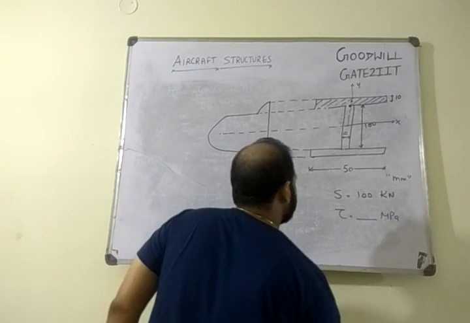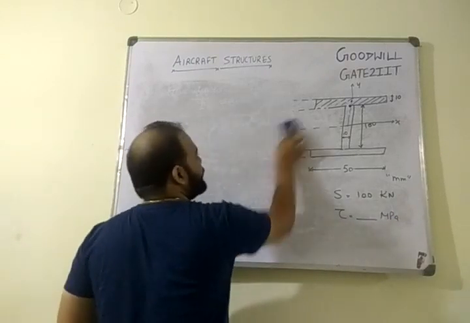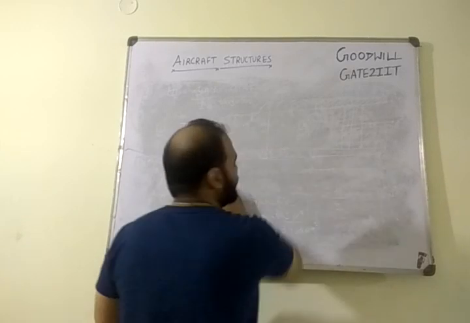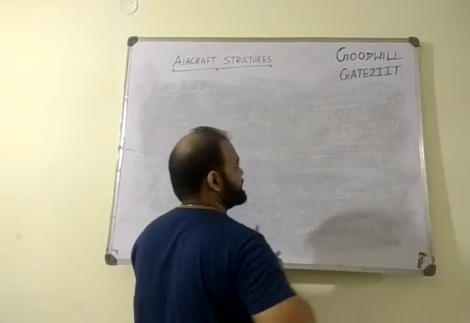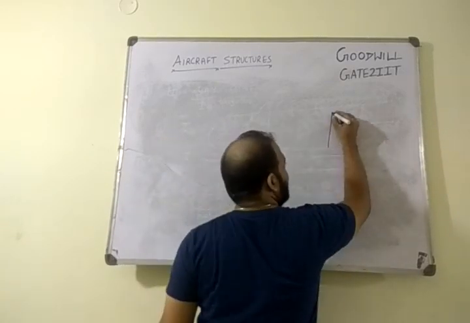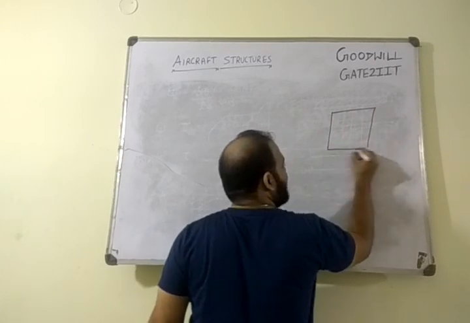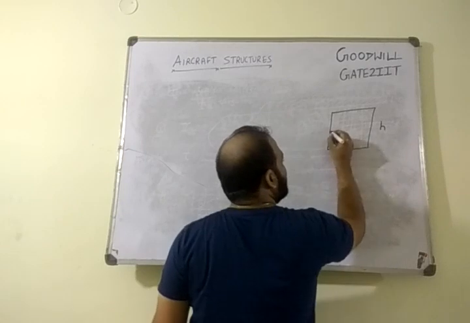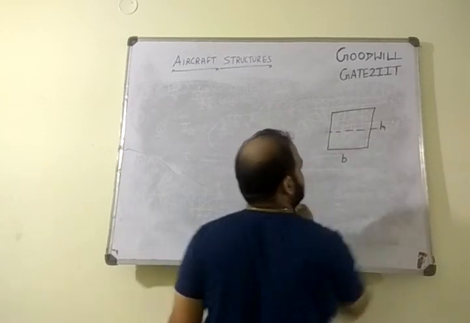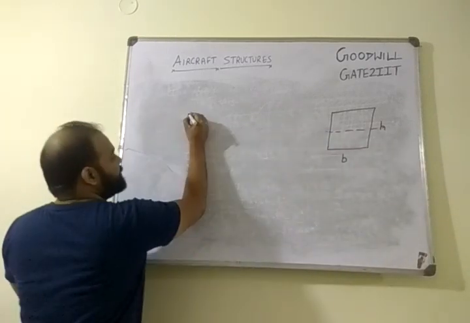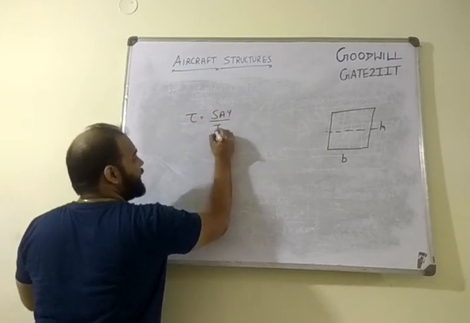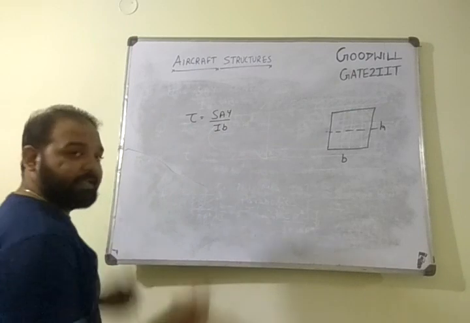Alright, just to end up this lecture, I just want to prove one point. Just a proving point, not required actually. We have already done this. You have a rectangular section of width B and depth H. Correct, right? This is your neutral axis, center point. Now what is the formula? Tau is equals to SAY divided by IB. Correct, right? Let's use this formula.